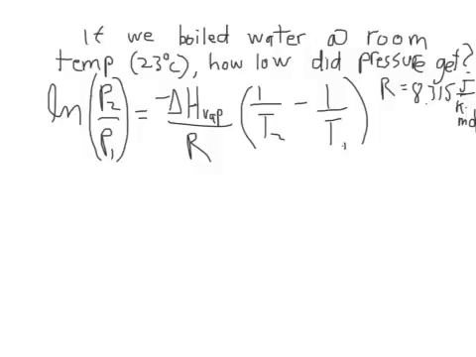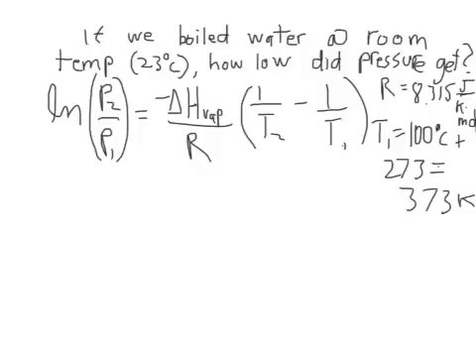First, let's think about P1 and T1. This is kind of like the reference temperature and pressure. So P1 can be normal atmospheric pressure, and T1 is the temperature at which something boils under normal atmospheric pressure. Here we're talking about water, so T1 is 100 C, but we need to turn that into Kelvin, so we add 273. And the pressure P1, the pressure at which the water boils at 373, is just 1 atmosphere. To keep things simple, let's keep that in the units of ATM.